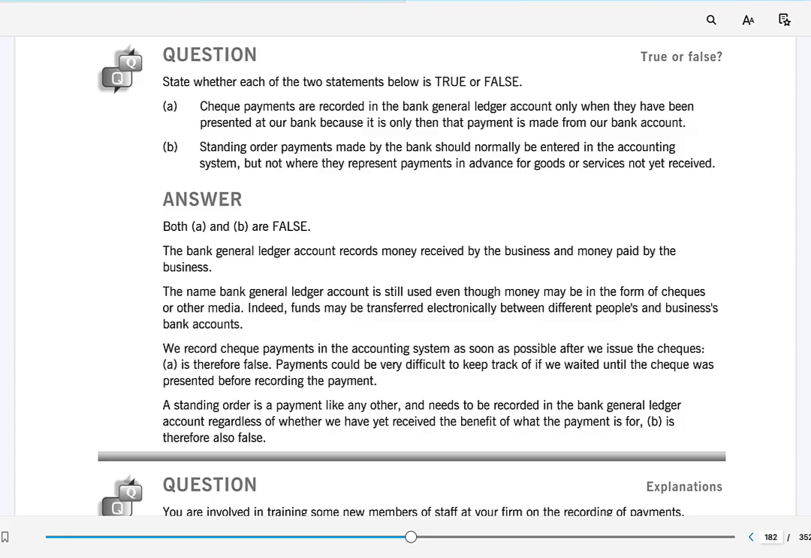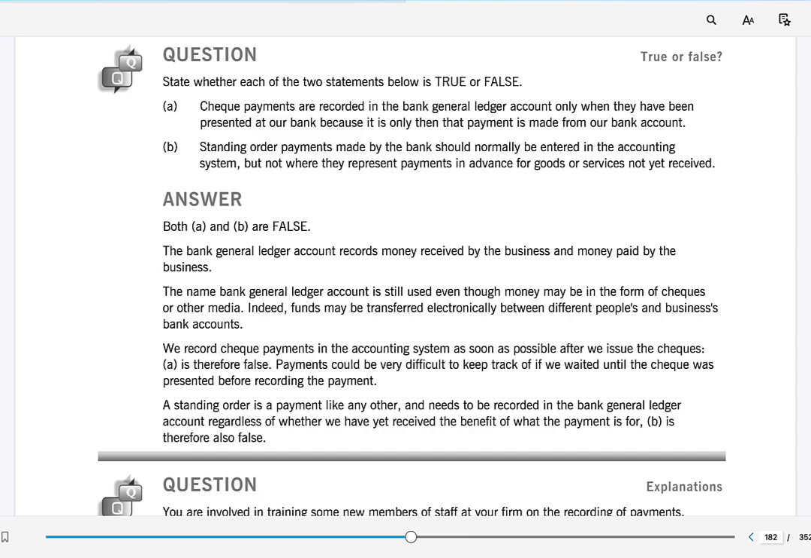Here are the 2 statements in the question. Statement A says this idea. Check payments are recorded in the bank general ledger account only when the check has been presented at the bank, because only then the payment leaves the bank account. Statement B says this idea. Standing order payments made by the bank should normally be entered in the accounting system, but not when they are payments in advance for goods or services that are not received yet. So this is what the question is testing. It is testing timing. It is testing the correct time to record payments in the bank general ledger.